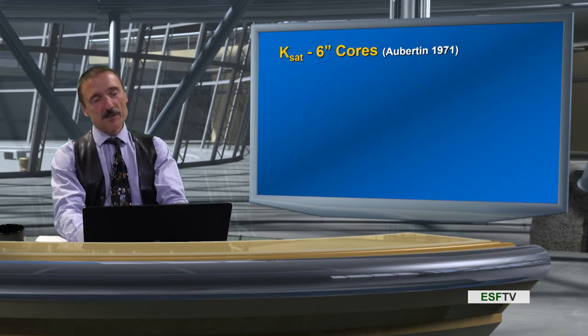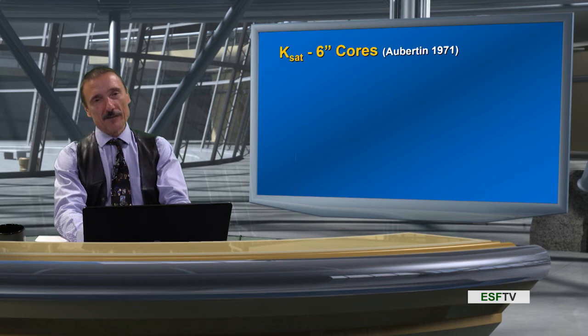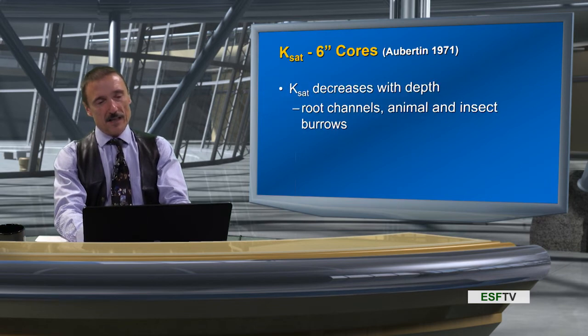So here's the results from the lab. I'm going to show you a graph that shows the Ksat from the 6-inch cores. And here are the results. What happens is that the Ksat decreases with depth. So deeper and deeper in the profile, the Ksat gets lower and lower, or less and less.